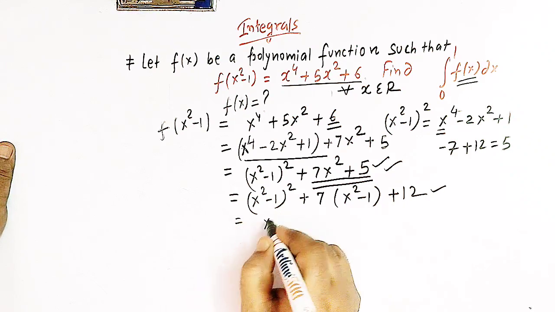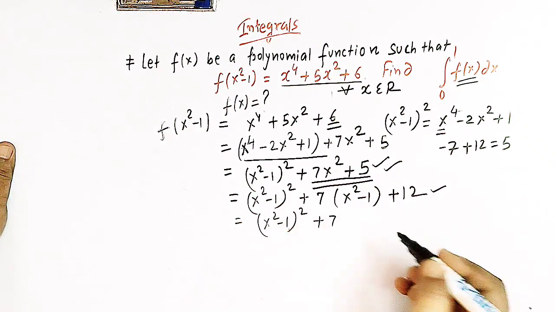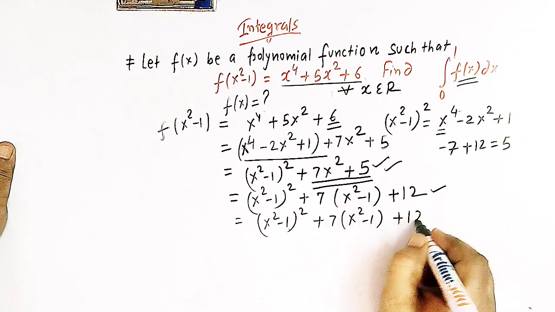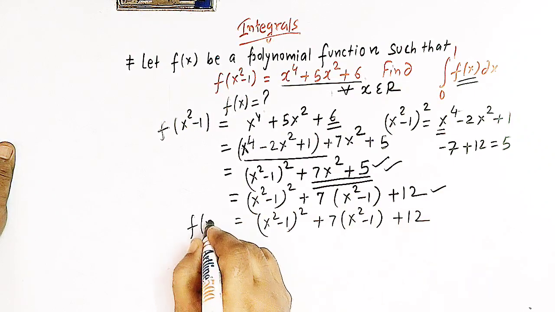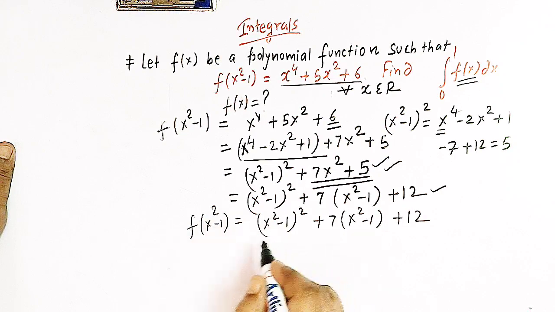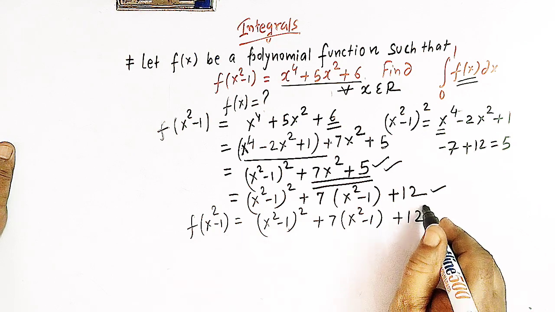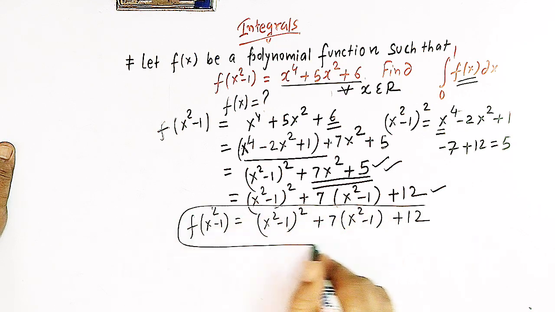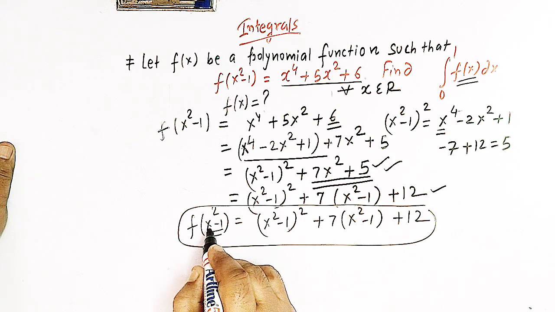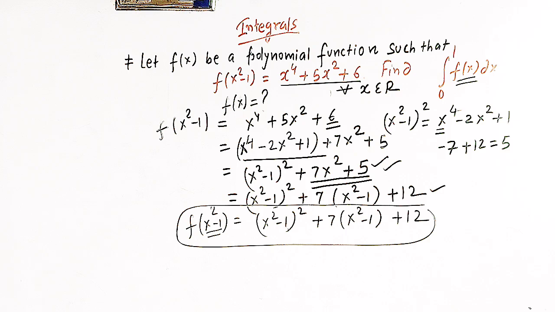So now we can write x square minus 1 whole square, and here we have 7 times x square minus 1 plus 12. So the expression for f of x square minus 1 in terms of x square minus 1 is given by this one, right? So here we can see that the input is x square minus 1.